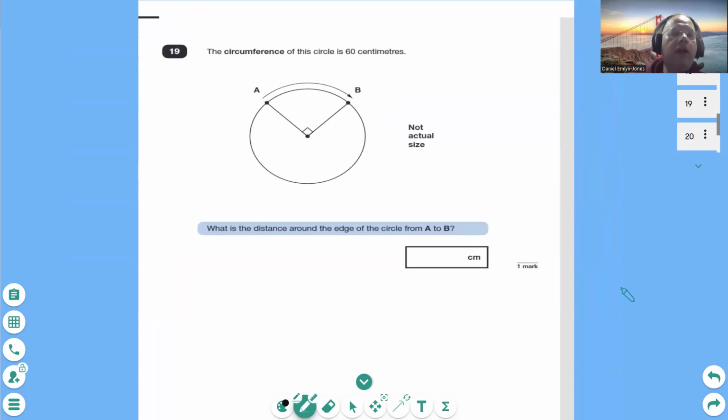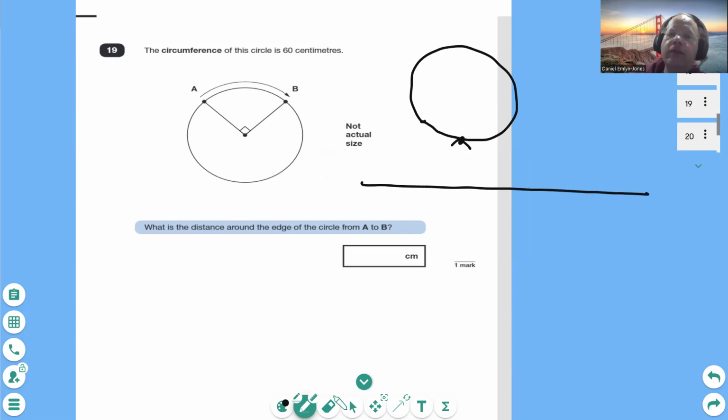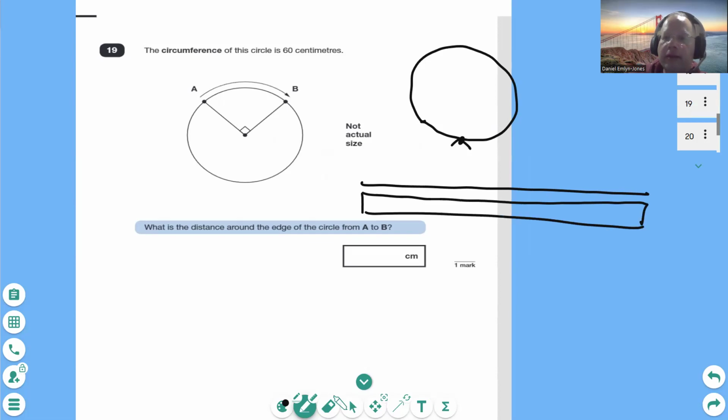19. The circumference of this circle is 60 centimeters. Fair enough. It's allowed to have a circumference of 60 centimeters. So you have to know circles. You have to know for key stage 3 things. You have to know the circumference. Now imagine you had a piece of string and you tied it in a circle like that. Then you stretch out your piece of string and you measure how long it is with a ruler. That is the circumference.